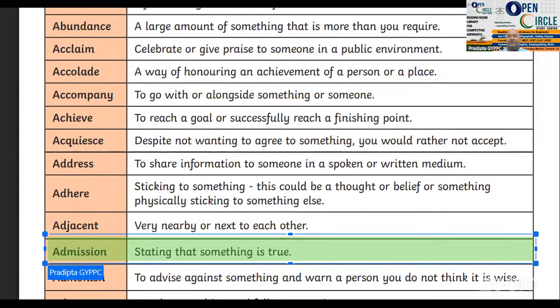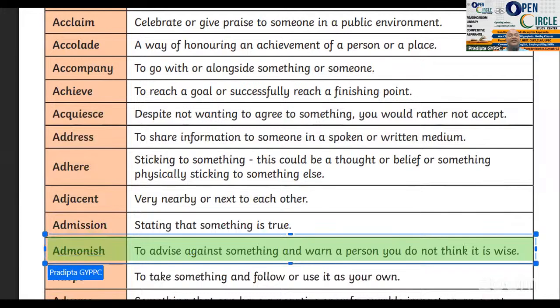Next one. The next word is admonish. It's a verb. Admonish मतलब किसी को advise करना against something or give a warning to somebody. किसी को warning देना, किसी को advise करना, ठीक है?